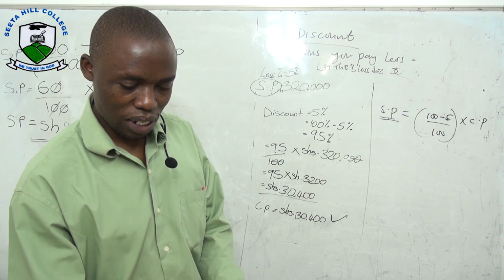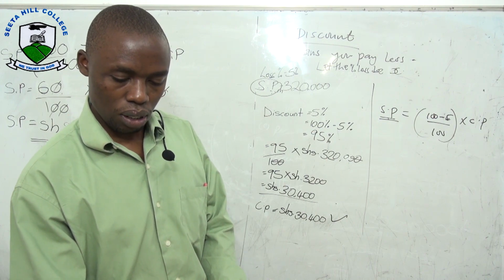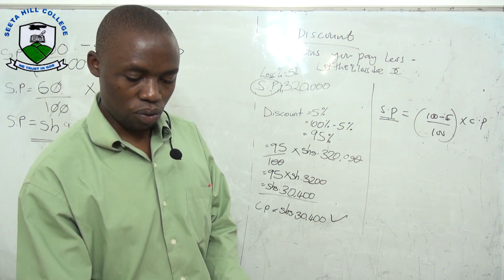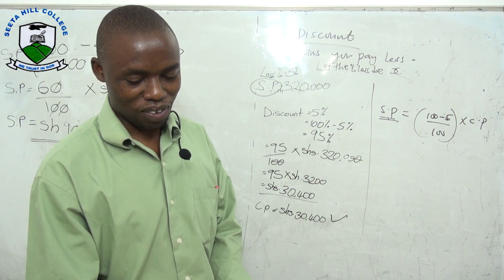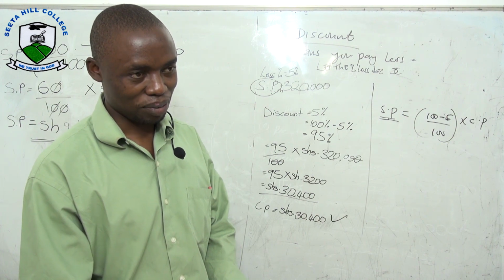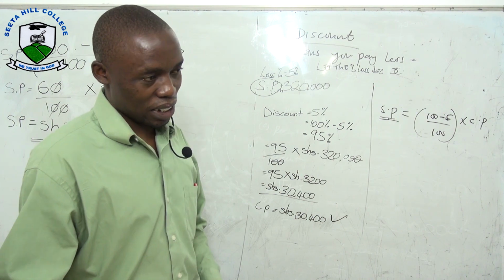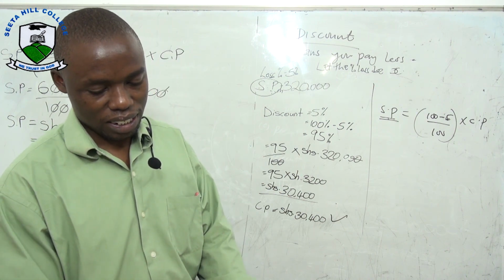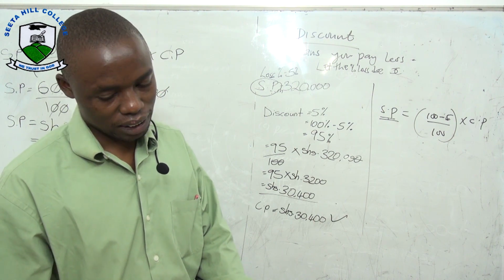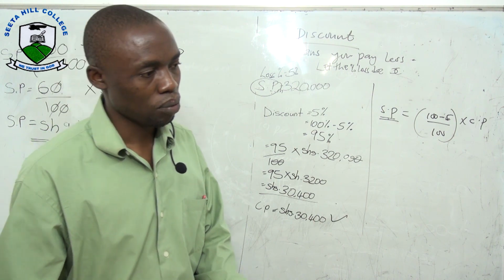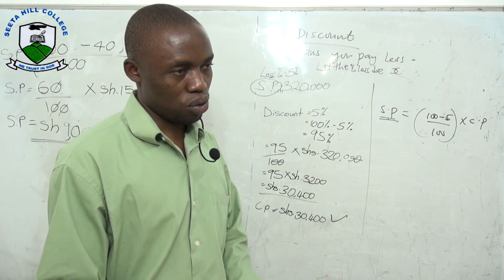I'm convinced to read this because people erred in the first one. Grace paid 15,300 shillings after being given a 15% discount. What was her original bill?